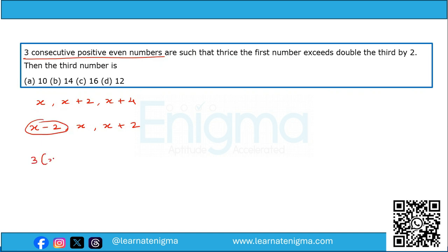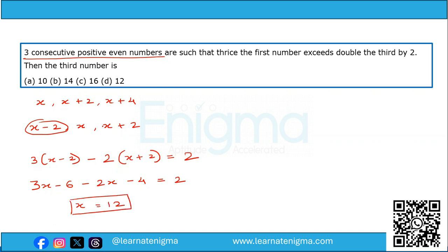So, 3 times of x minus 2 exceeds double the third. So, that means minus 2 times of the third number, by 2, is equal to 2. So, let's solve this equation. So, this becomes 3x minus 6 minus 2x minus 4 is equal to 2. So 3x minus 2x, you have x is equal to 12.